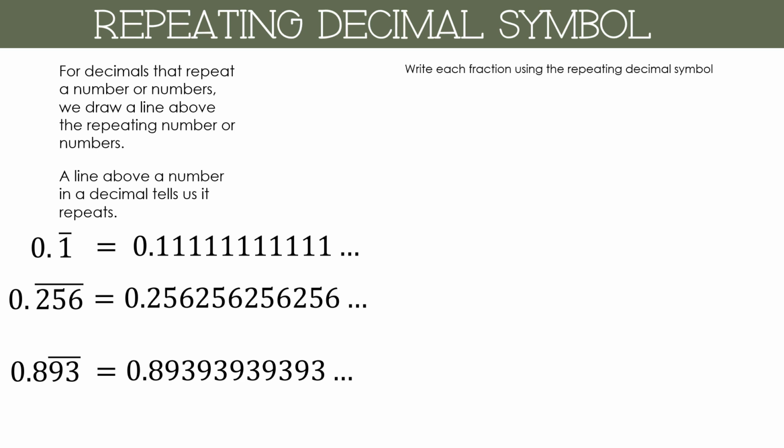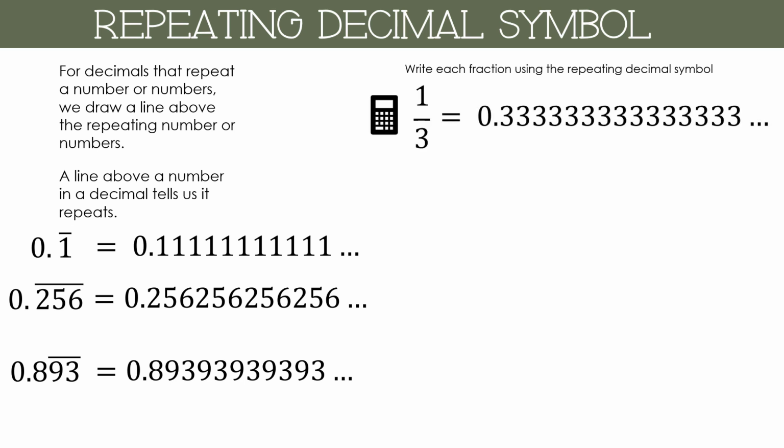We're going to write each fraction using the repeating decimal symbol. So grab your calculator and do 1 divided by 3. You're going to get something like this. Of course, on your calculator, you're not going to get the 3 dots at the end. We just have to assume it goes on forever. To write this with our new symbol, we would say 0.3 with a line above it.